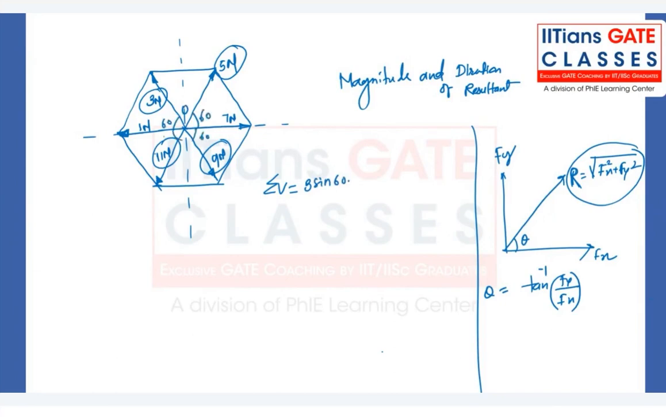Okay. So 3 sine 60 plus 5 sine 60. These two forces will have a vertical component in the upward direction, whereas the 11 Newton and 9 Newton forces will have a vertical component in the downward direction. And so I should write it as a negative: minus 9 sine of 60, minus 11 sine of 60. If you solve them, you will get maybe minus 10.39. Okay, negative indicates the total vertical force is in the downward direction. Negative means downward.